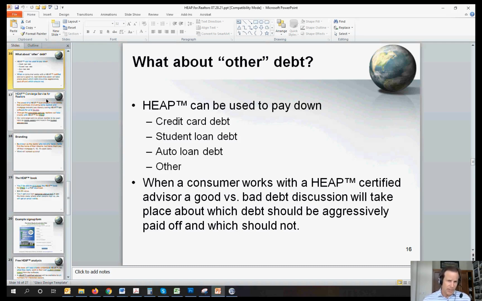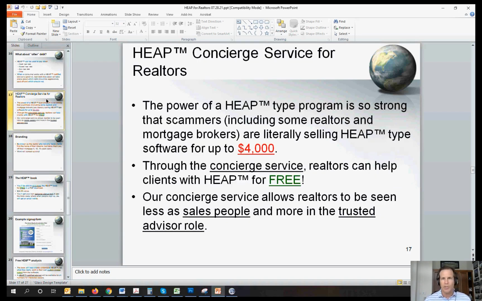So when you set up the home equity acceleration plan, if you had $8,000 in credit card debt and you took out a $15,000 HELOC, you would take the first $8,000 and pay off your credit card debts. You would take the remainder and put it towards your mortgage, and then you would just continue to use the home equity acceleration plan to pay down that HELOC. So this program can be used to pay off other debt. Although when we work with consumers, when they work with a HEAP certified advisor, we're going to have a really good discussion about good debt versus bad debt, and which ones should be aggressively paid off and which ones shouldn't. That's just part of the process that we go through with clients.